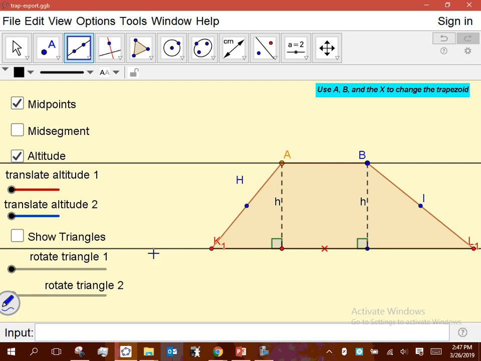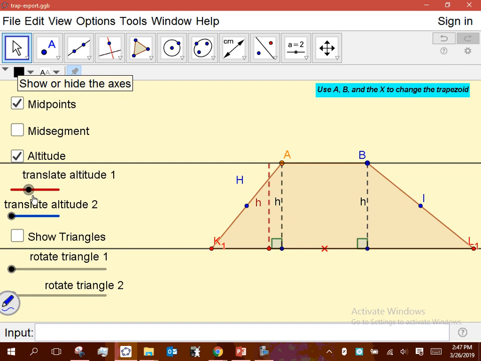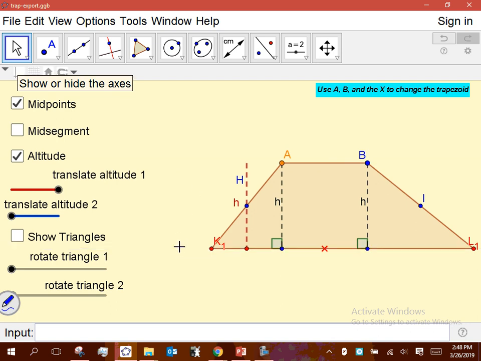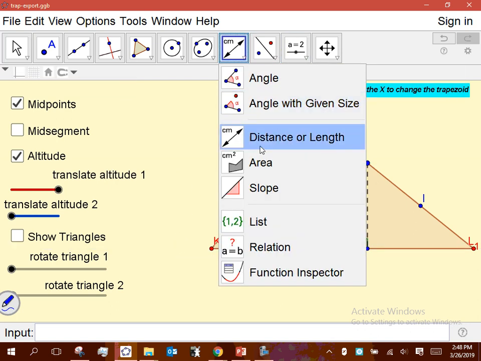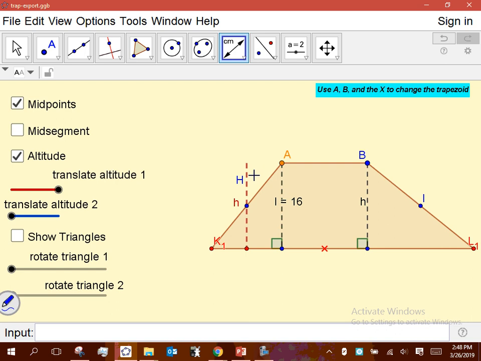So if I take, let's say I take this altitude right here. Can I move it right there and it still be the altitude? Can I move it there and it still be the altitude? Okay, so I'm going to move it right there. I'm going to move it to that midpoint, so it intersects that midpoint. Okay? And I just want to prove to you, using distances real quick, that that distance right there is 16. That distance right there is 16. So I didn't change the height of the trapezoid, right? Okay. This one here is 16.